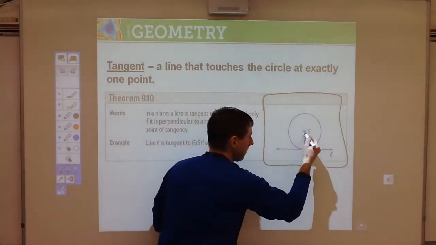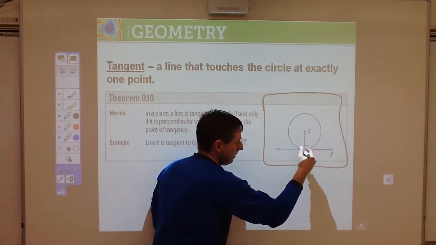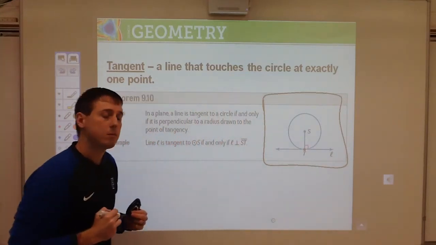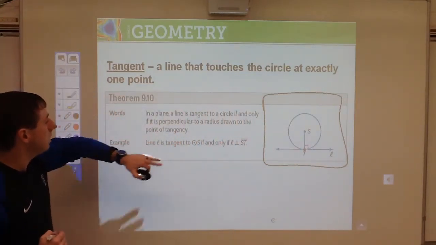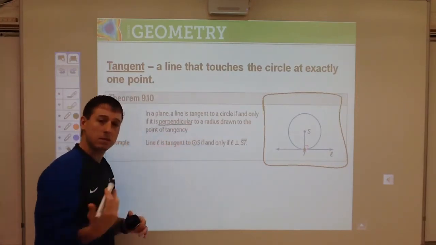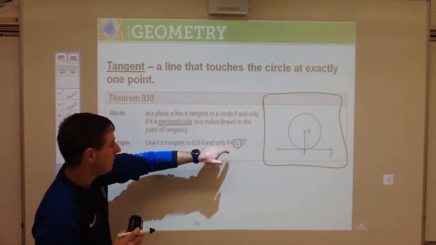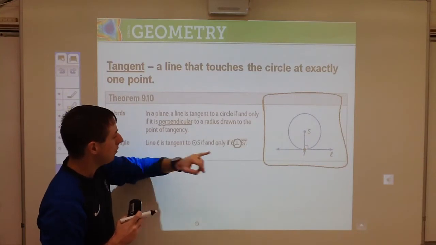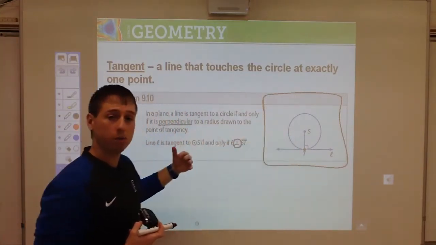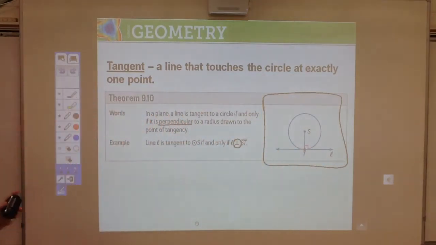Okay, so this line here that they gave us, remember that's a radius, going from the center to the edge. A radius and a tangent line always make a right angle together. And it says that right here in the words: the line is tangent to a circle if and only if it is perpendicular. Remember what perpendicular means? It means a right angle. And an upside down T also means perpendicular. On this next slide, they're going to give us some information, and we're going to try to determine if it actually is a tangent line, if it only touches the circle at one point.